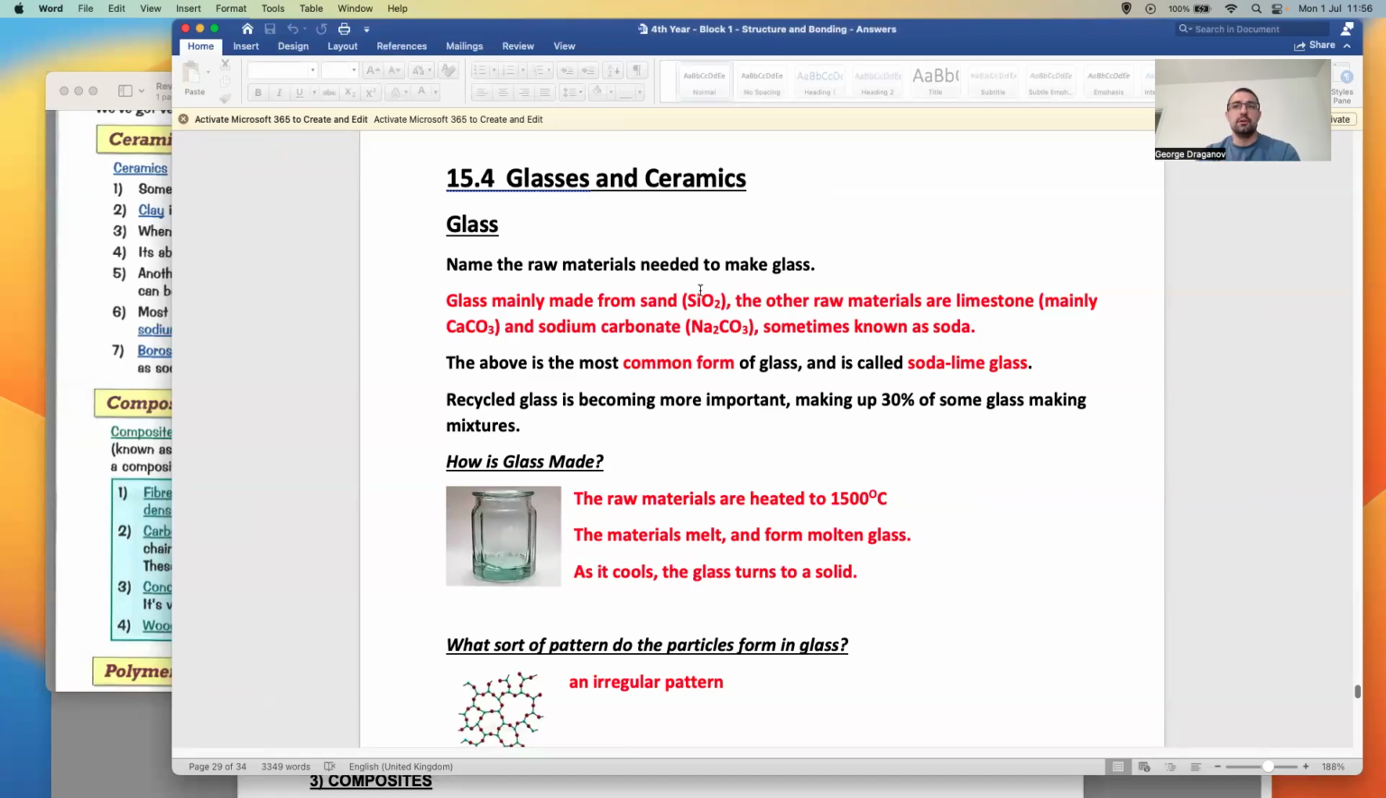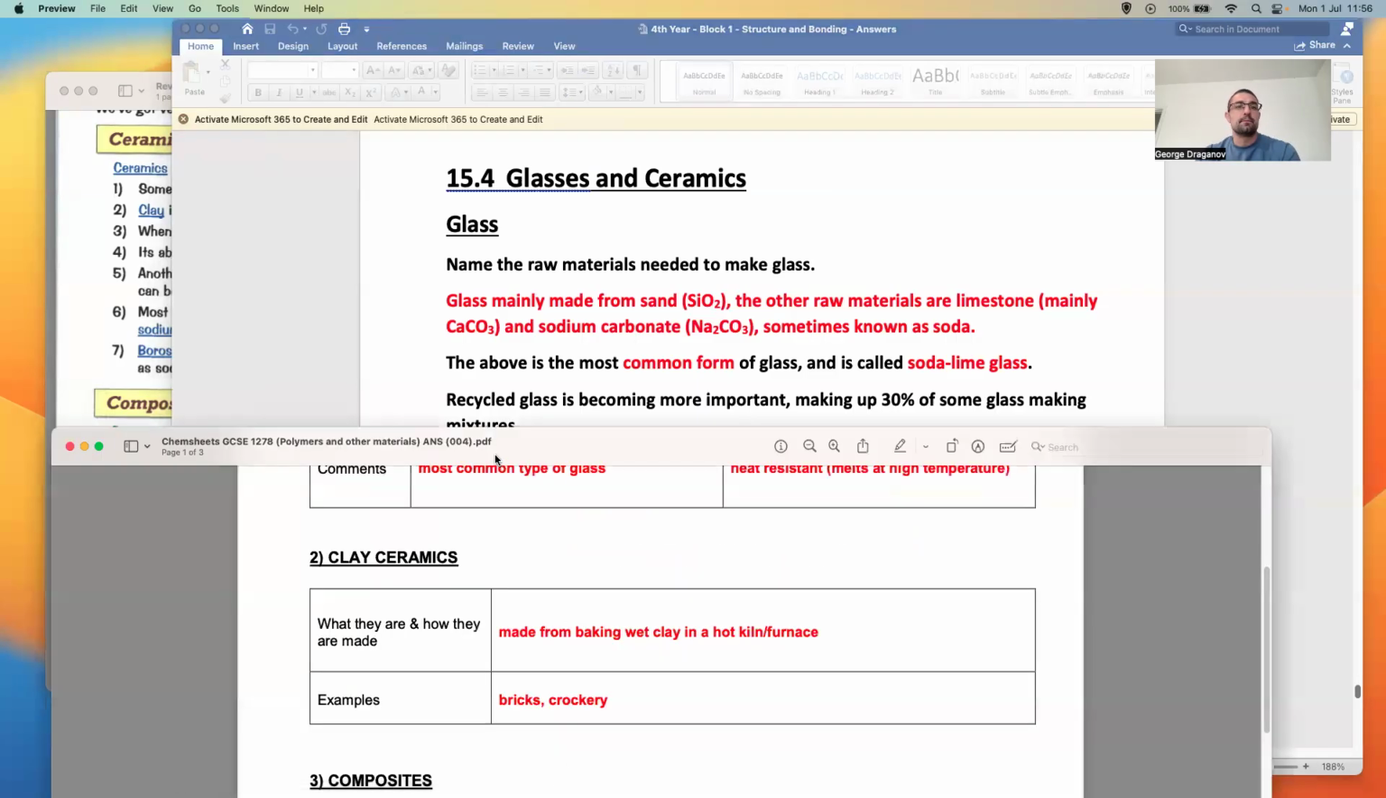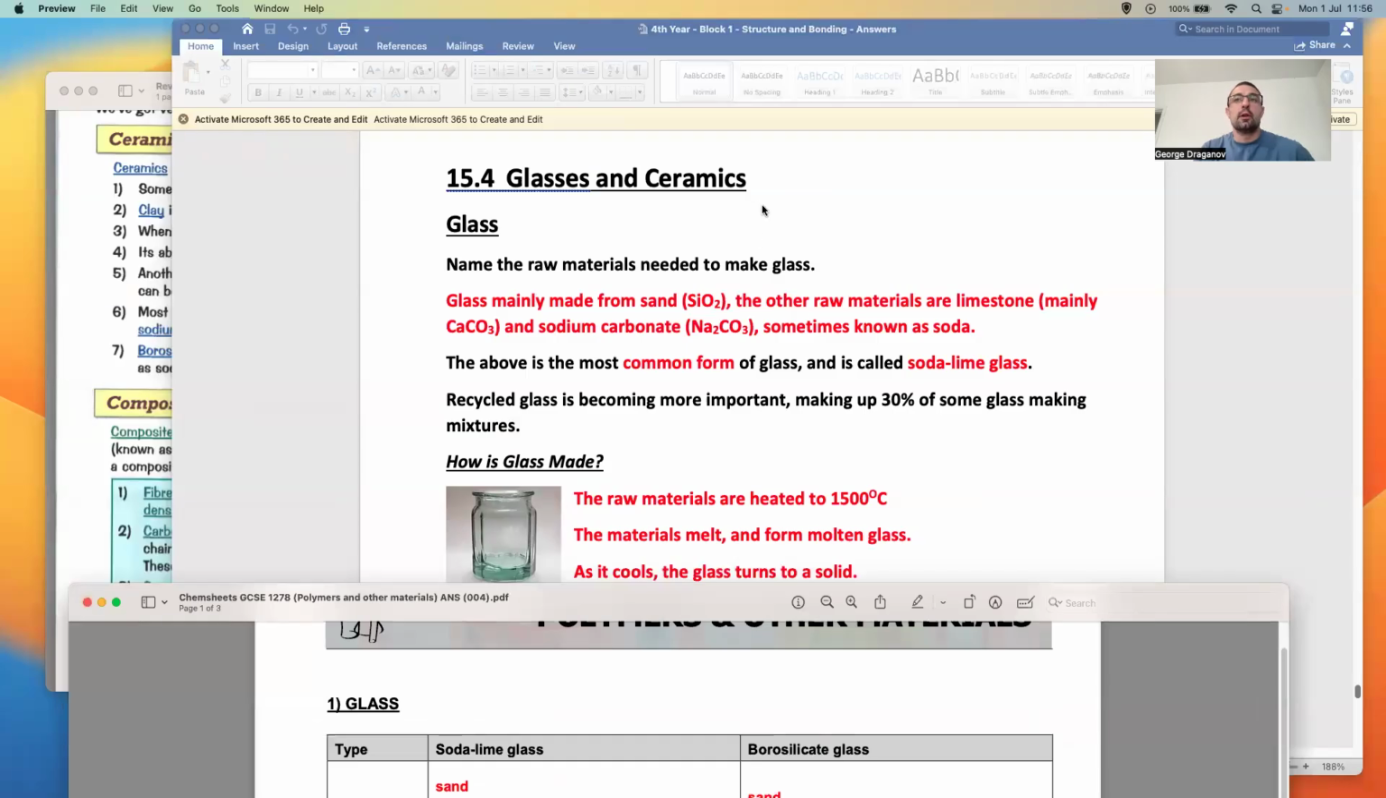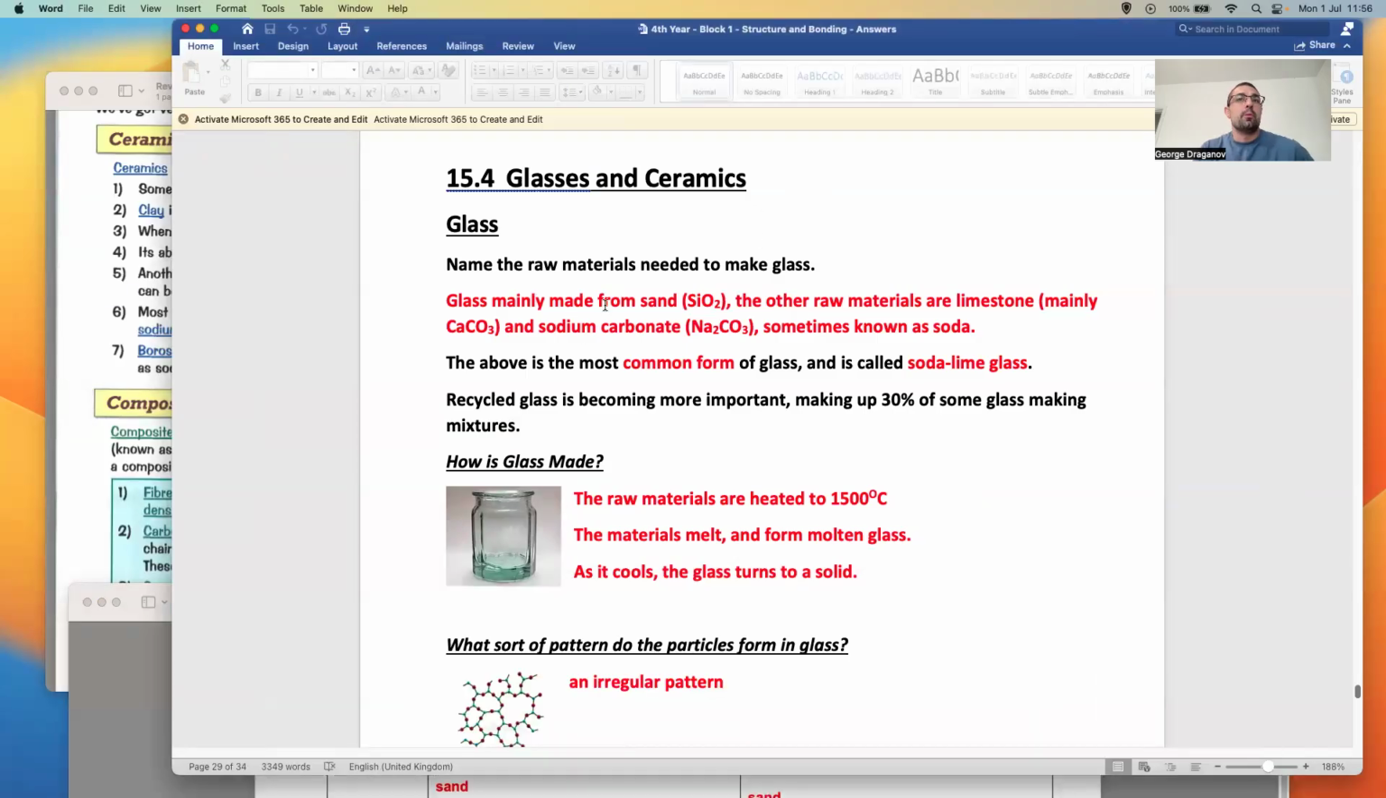There's two types of glass that you can actually make. This sheet will be like the summary one. You can have soda lime glass or borosilicate glass. Soda lime glass is made from mainly sand. Sand is silicon dioxide, a giant covalent lattice, plus limestone, calcium carbonate, and sodium carbonate, known as soda. So the common name is soda lime glass.